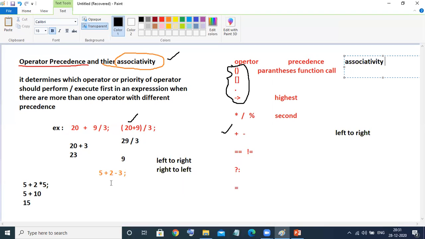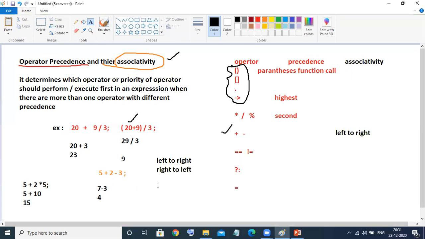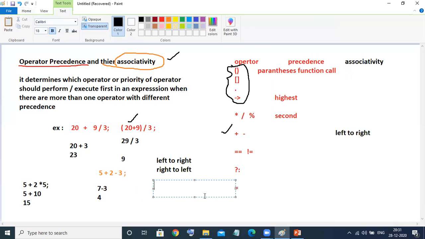Here, which operator is going to be performed first? The plus operator is going to be performed first. That means 5 plus 2 is 7, then minus 3. The result is 4.